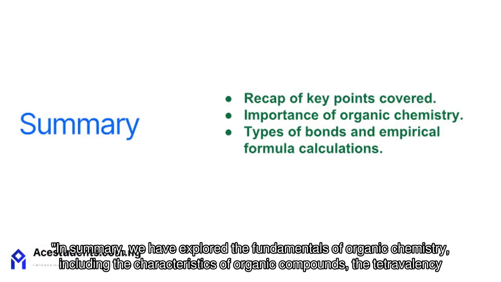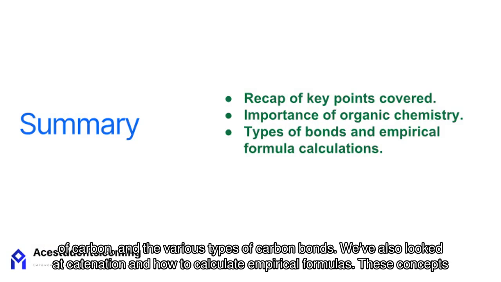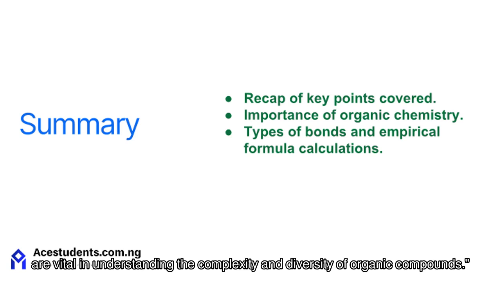In summary, we have explored the fundamentals of organic chemistry, including the characteristics of organic compounds, the tetravalency of carbon, and the various types of carbon bonds. We've also looked at catenation and how to calculate empirical formulas. These concepts are vital in understanding the complexity and diversity of organic compounds.